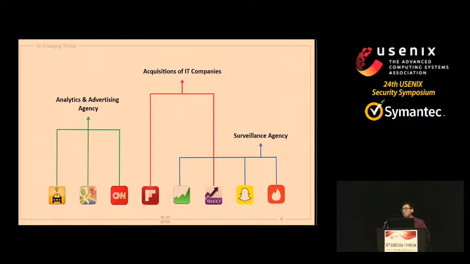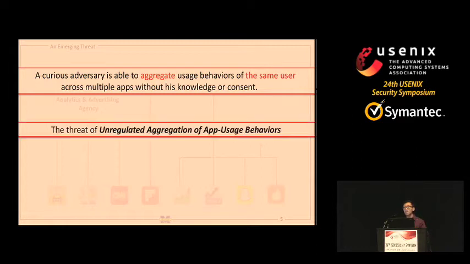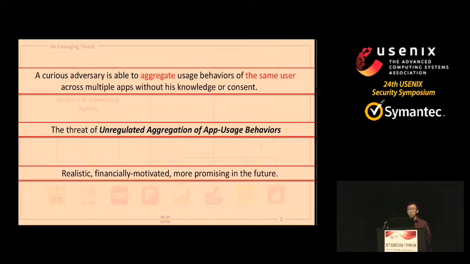As we know, government agencies are particularly interested in the personal life of their people, and sometimes this passes the red line of individual privacy. As has been reported, these surveillance agencies kept monitoring the packets sent through the mobile network, and therefore are able to control information from different sources and do this aggregation. Therefore, we say, in the existing mobile ecosystem, a curious adversary is able to aggregate information of the same user across multiple applications without his knowledge or consent. And we call this the threat of unregulated aggregation of app usage behaviors. And we believe this threat is realistic, financially motivated, and only becoming more promising in the future.